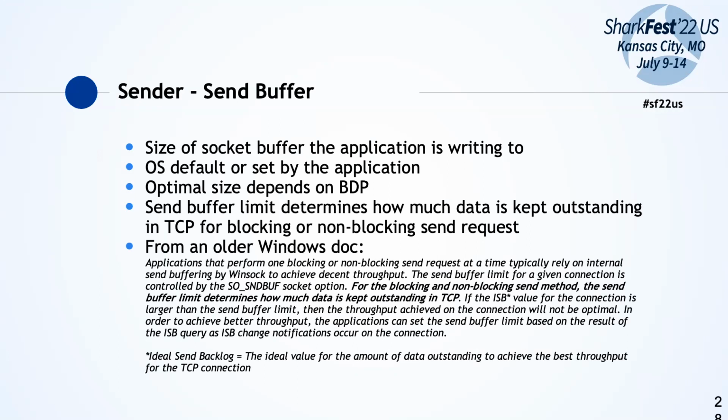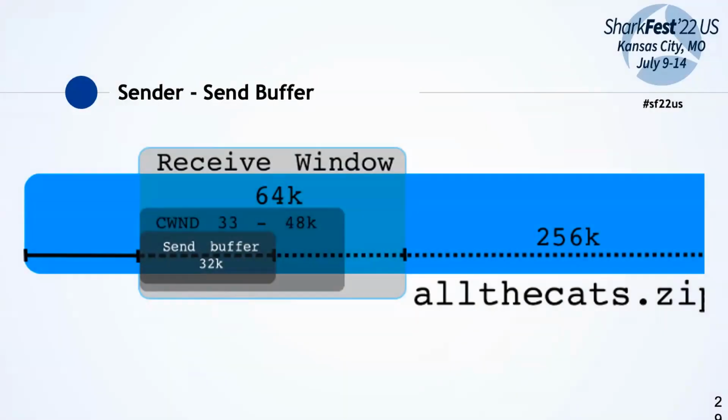Then under certain types of IO operations, you're going to have a problem, and that's exactly what we ran into. So now we're looking at our beautiful, beautiful cat pictures, 256K, 64K receive window. Our current congestion window is 33 MSS, 48K, but this really crappy application only allocated a 32K send buffer, and we're limited by that.